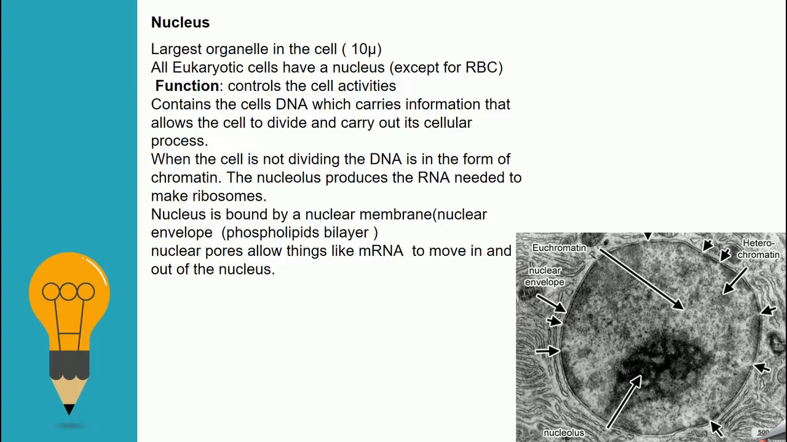And this really dense dark patch you can see in the micrograph is called the nucleolus. And this produces the RNA needed to make ribosomes. So RNA stands for ribonucleic acid, and it's needed to make ribosomes.